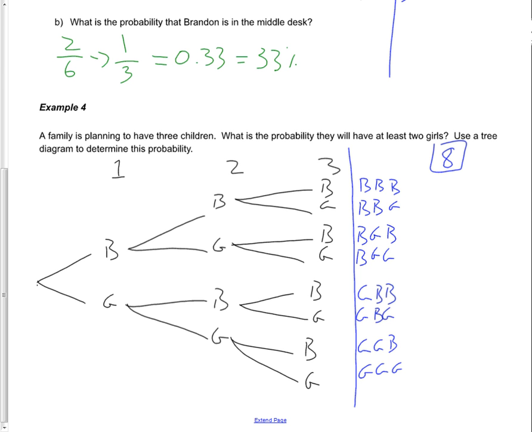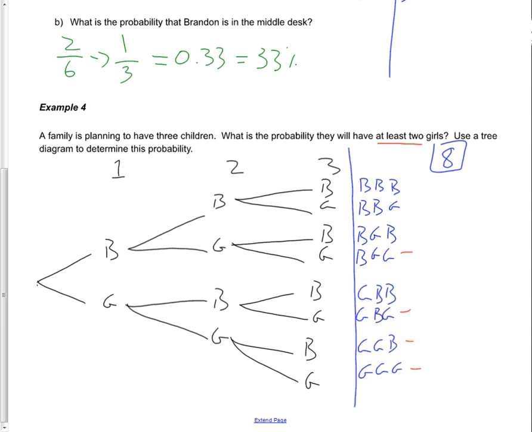We want to figure out, in this case, the probability that they will have at least 2 girls. If it says at least 2 girls, that means the minimum number is 2 girls. They could also have 3, because if they have 3 girls, they've still had at least 2 girls. So let's quickly track how many of these outcomes would result in getting at least 2 girls. We've got one here, one here, one here, and I'm going to include this last one on the bottom because if you have 3 girls, you have at least 2 girls.